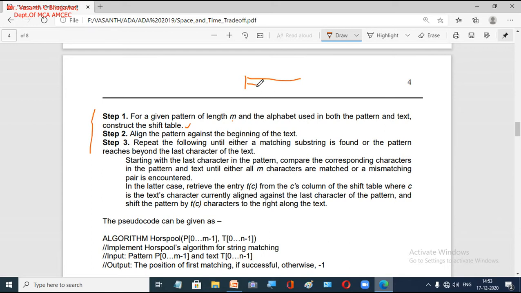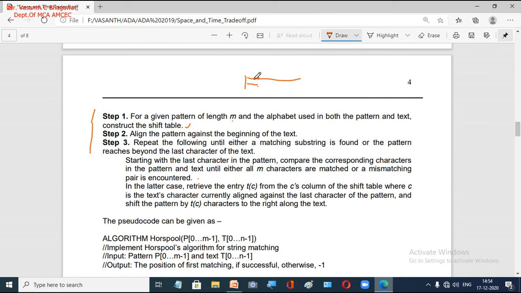So you take the last character from the right side and scan, not from the left side, in Horspool's algorithm. You take the last character in the pattern and compare it with the corresponding character in the text. You compare until either all m characters are matched, that is, all the characters in our pattern are matched, or a mismatching pair is encountered, right? In the latter case, that means if it is not matching, we retrieve the entry T of C from the shift table.